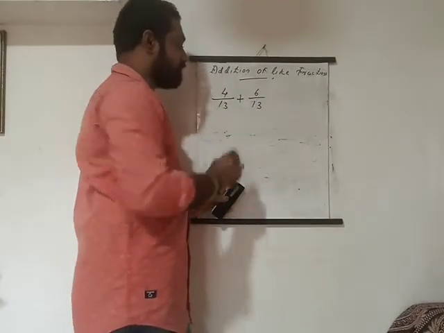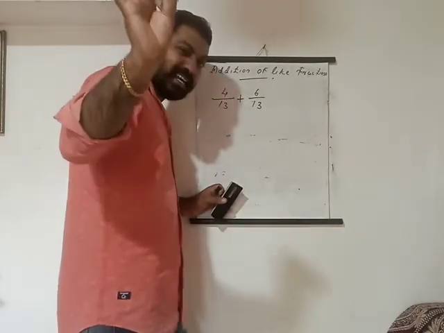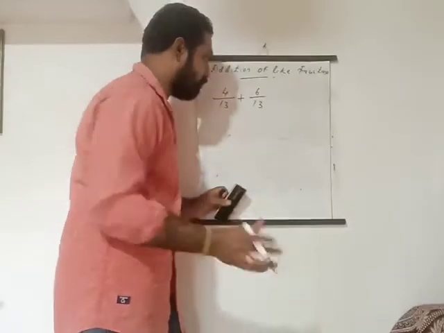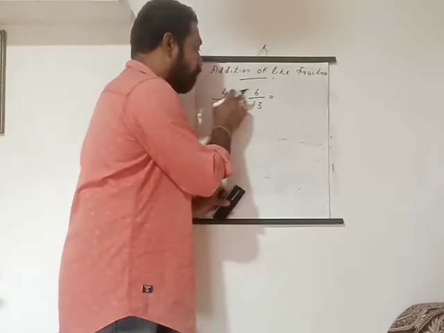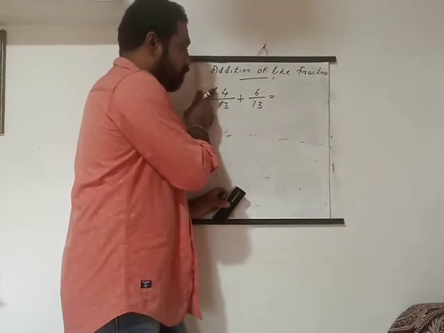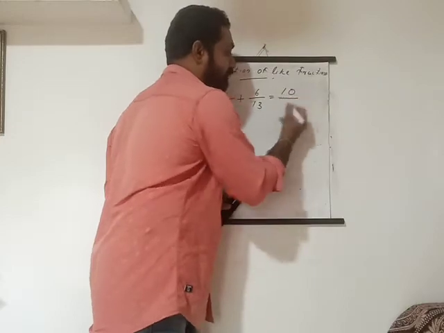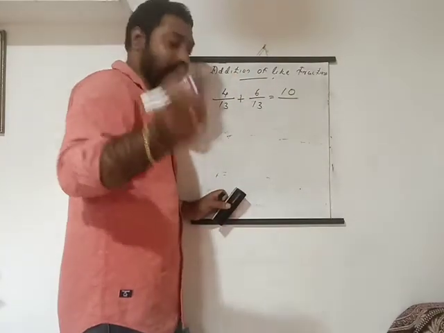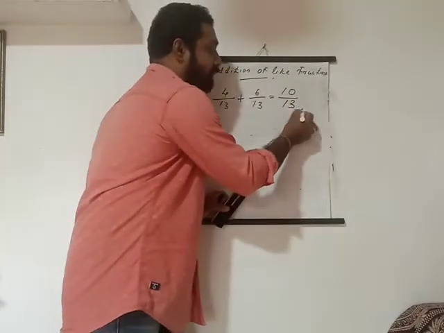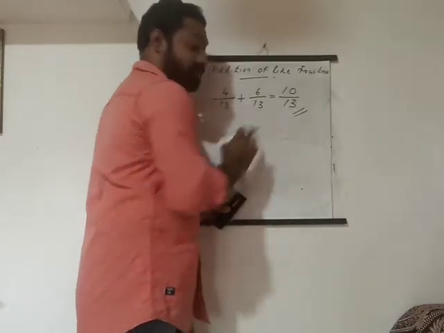To add like fractions, only add the numerators and write the same denominator. What is the numerator? The numbers above, isn't it? So just add 4 plus 6. What do you get? You get 10. And write the same denominator, that means 30. So what is your answer? 10 by 30. Very simple, isn't it? Just add the numerators and write the common denominator.